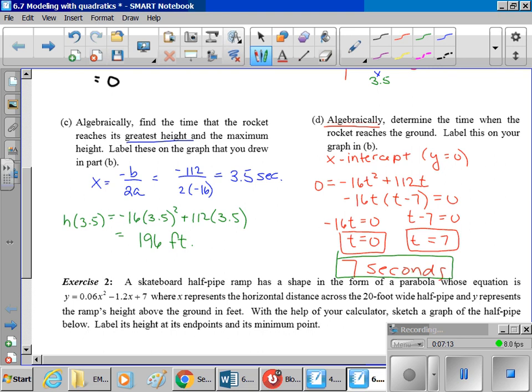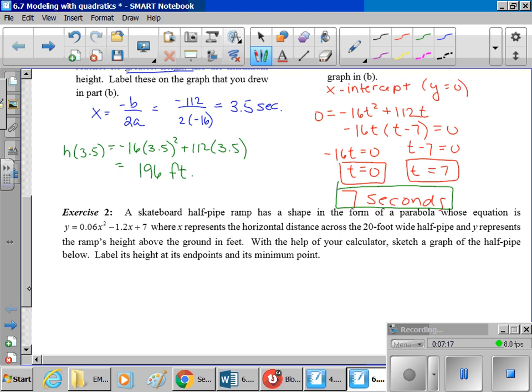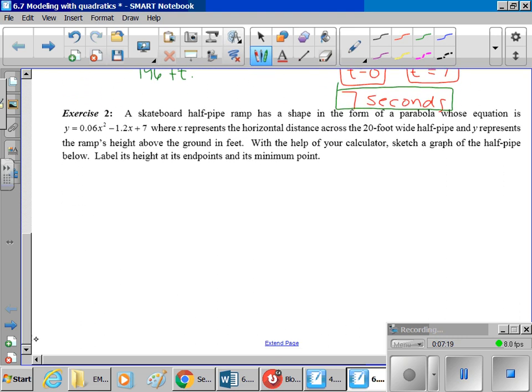All right, moving on to exercise 2, a skateboard half pipe. I guess that because I don't really know skateboarding, I figured something like the snowboarding half pipe that I love to watch on the Olympics.